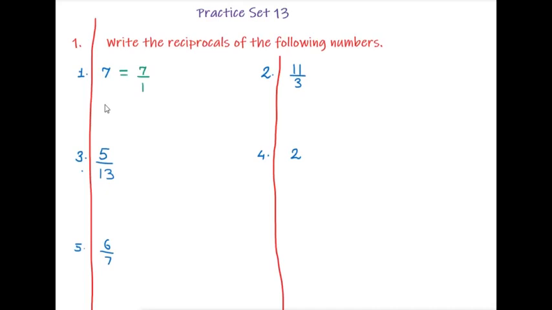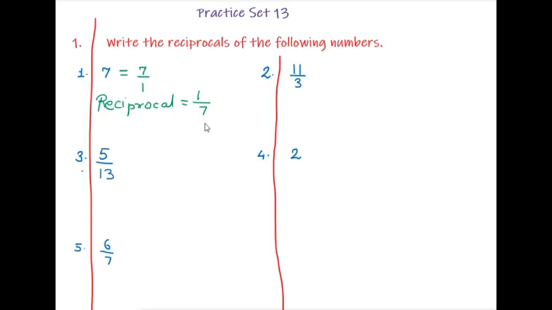So what is its reciprocal now? So we will write here, reciprocal is equal to, 7 upon 1, reciprocal is 1 upon 7. Got it? Now, many of you write 7 upon 1 only. It is wrong. 7 is nothing but 7 upon 1 and reciprocal is 1 upon 7.